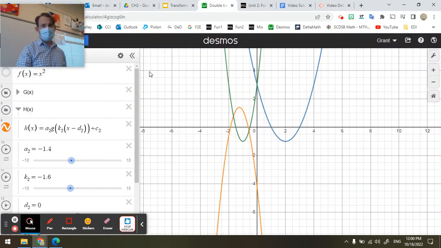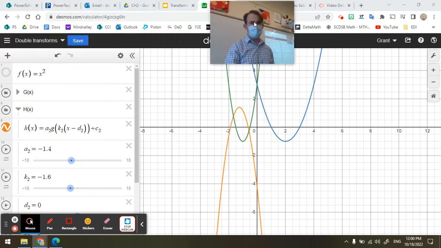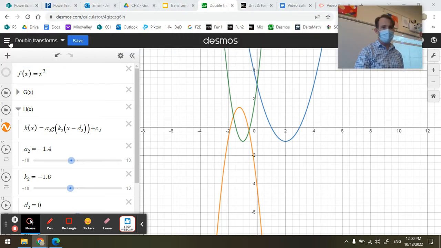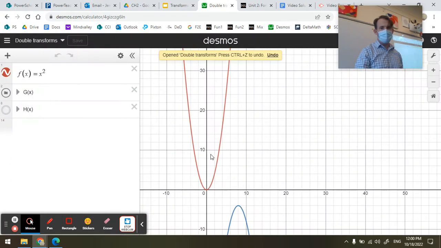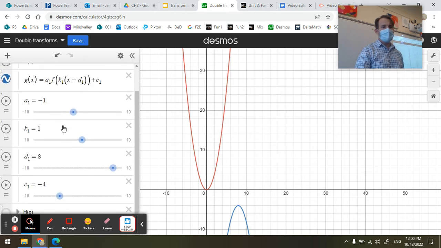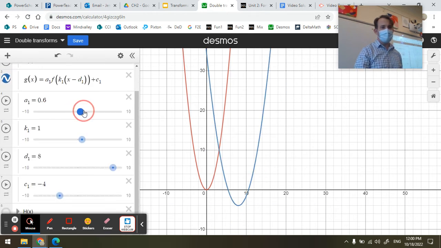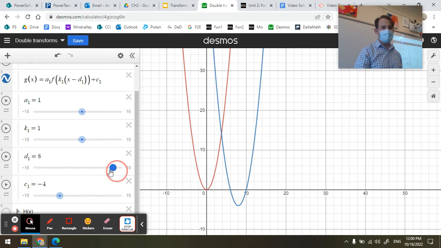So I have Desmos here. I'm going to reload this one because we were playing with this a fair bit earlier. Just going to reload my double transforms. Open the graph. There we go. So if I have f of x equal to x squared, and I look at my transform g of x, let's open that up. For some reason I saved it not at identity values. They should be at identity values.